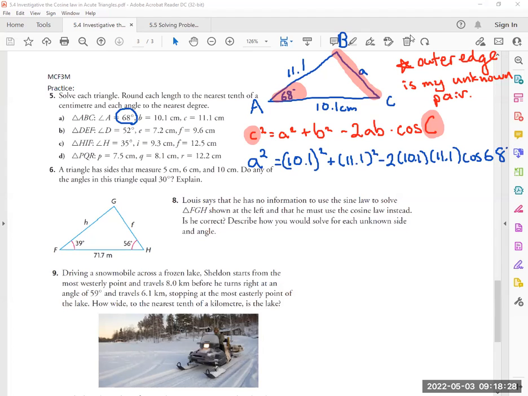Once again, let me highlight it. This side is what I'm looking for, and the angle is given here. You must match it with the outer, the outer edge values need to be the pair that I'm looking for. So you may not like how I wrote it here. Write something that reminds you. How about I write outer letters or outer variables are my unknown pair. Maybe that might help.